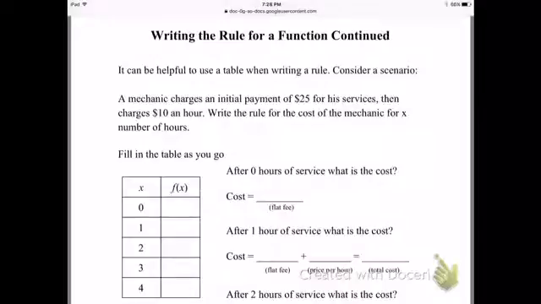So now if we flip over here, we can use a table when writing a rule given a relationship, and I'm going to show you how we're going to do that. So now we're going to look at the situation where a mechanic charges an initial payment of $25 for his services. Then he charges $10 an hour. So write the rule for the cost of the mechanic for x number of hours.